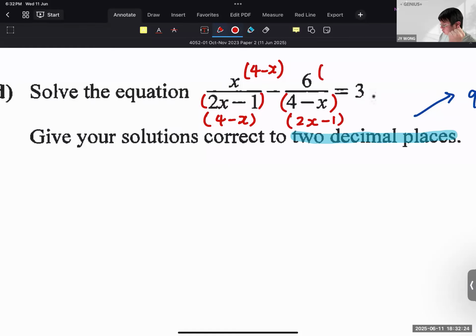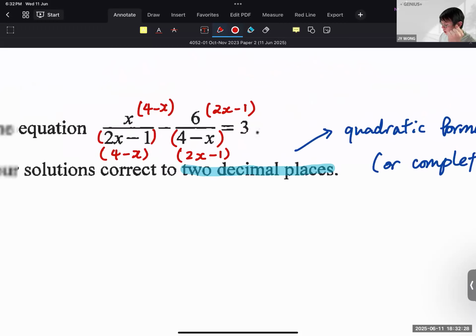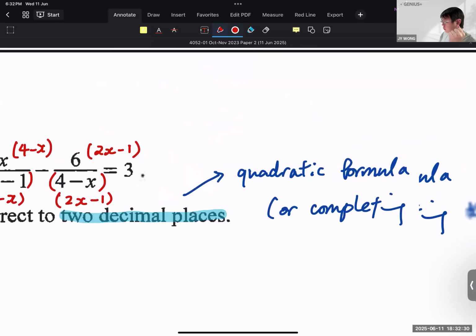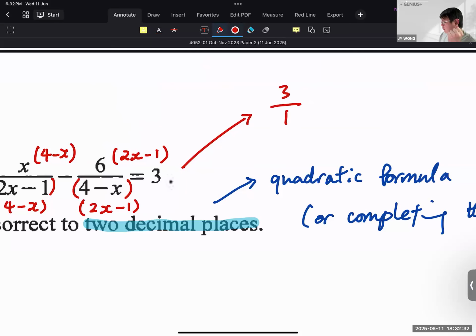These are just rough workings, actually. Now, the tricky part is your 3. How do I resolve what 3 becomes? 3 is just 3 out of 1. So you will make a common denominator by multiplying by 4 minus x and also multiplying by 2x minus 1, because your denominator here is 1. Then you will do the same for your numerator.